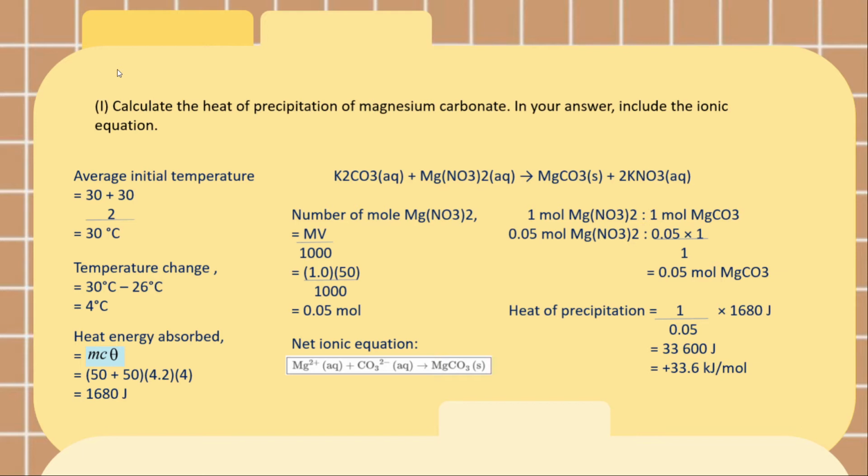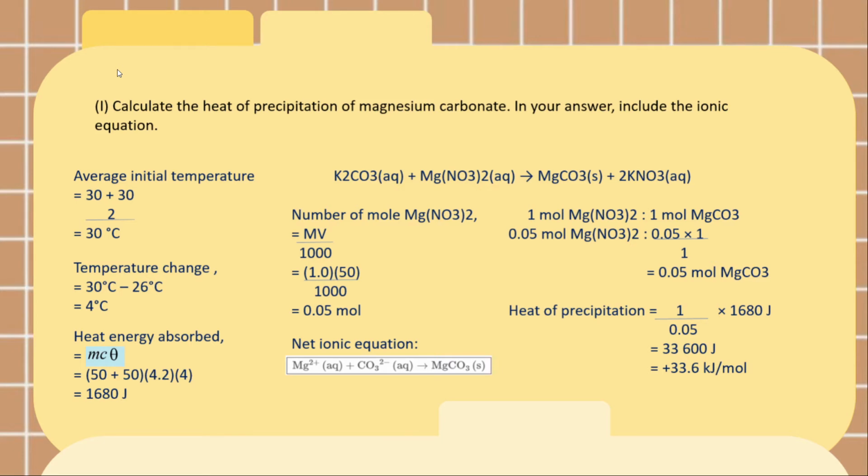Use the formula number of mole equals mV divided by 1000. Through the chemical equation, compare the number of mole of magnesium nitrate and number of mole of magnesium carbonate. Then calculate the number of mole of magnesium carbonate. Then calculate the heat of precipitation by multiplying the heat energy with 1 over 0.05 mole.